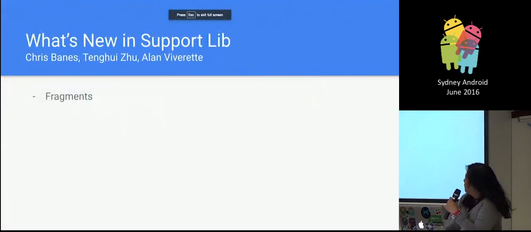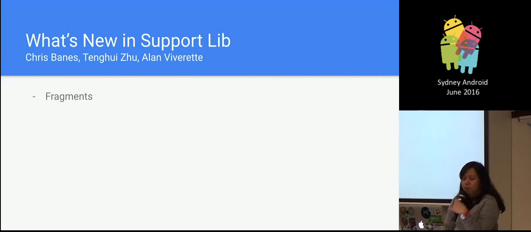Okay, so first up is what's new in Support Lib. Who uses the Support Lib here? Cool. It was given by Chris Baines, Teng Hui, and Alan Viveret. And Alan is the team lead for the Support Lib. I didn't know that. I learned that at I/O, that there was a team lead for Support Lib. So they talked about fragments, the thing we love to hate. There are new APIs and some bug fixes. I'm going to mention them a bit later.